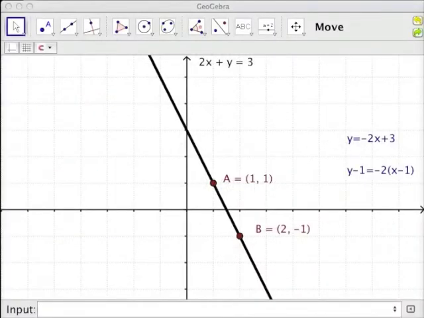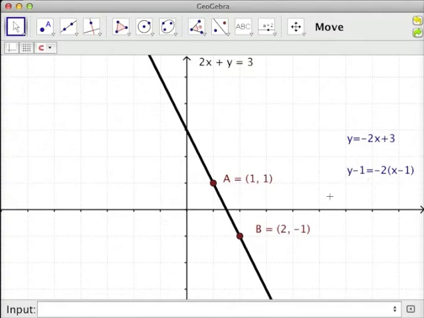Here I have all three forms of linear equations to describe the same line. I have standard form, 2x plus y equals 3. I have slope-intercept form, y equals -2x plus 3. And I have point-slope form, y minus 1 is -2 times the quantity x minus 1. Now, the only form of a line, the only equation that could possibly be different is point-slope form.